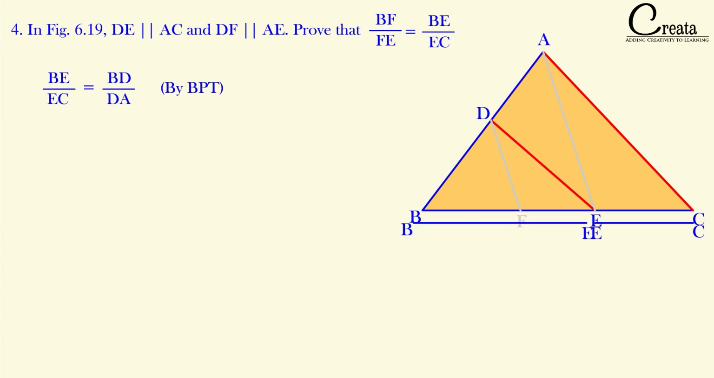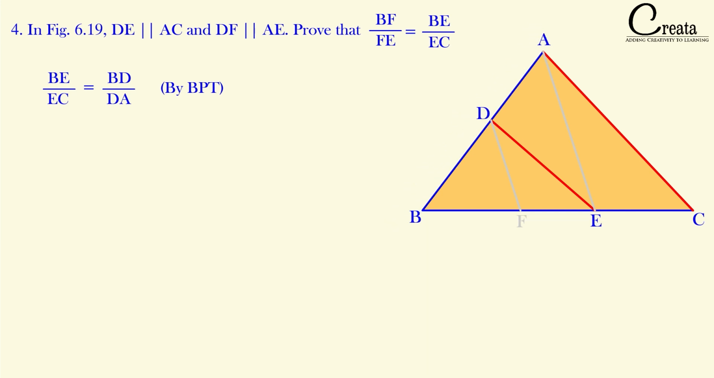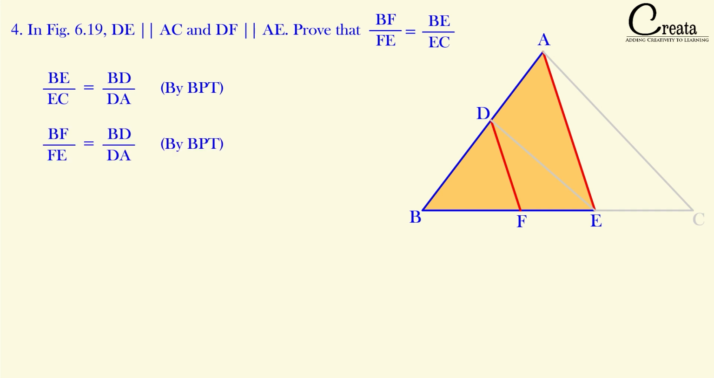that will be BE upon EC is equal to BD upon DA. Okay, the simple BPT theorem we have applied. Further, the next parallel segments are given as DF and AE. So can you observe a triangle around these two parallel lines? Yes, this triangle we can identify in which DF and AE are parallel to each other. So we can apply the BPT in this triangle. We got BF upon FE is equal to BD upon DA.